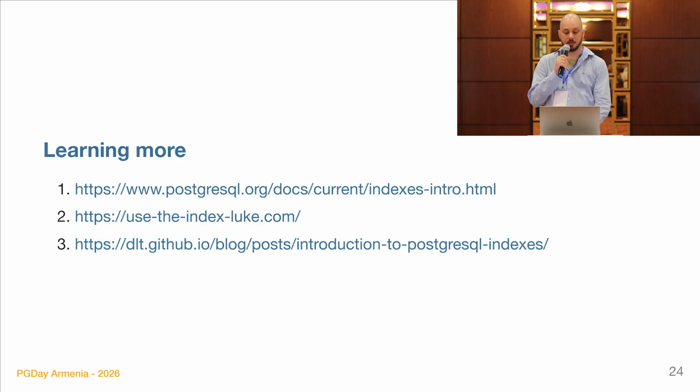If you want to learn more, the Postgres documentation is very good. There is a website called Use the Index, Luke. It's great. It's not Postgres specific, and it goes really deep on the theoretical part of B-trees, of when to use composite indexes. I love this website. You should check it. There's also a blog post I wrote with more extended, more detailed explanations than I gave in this talk.